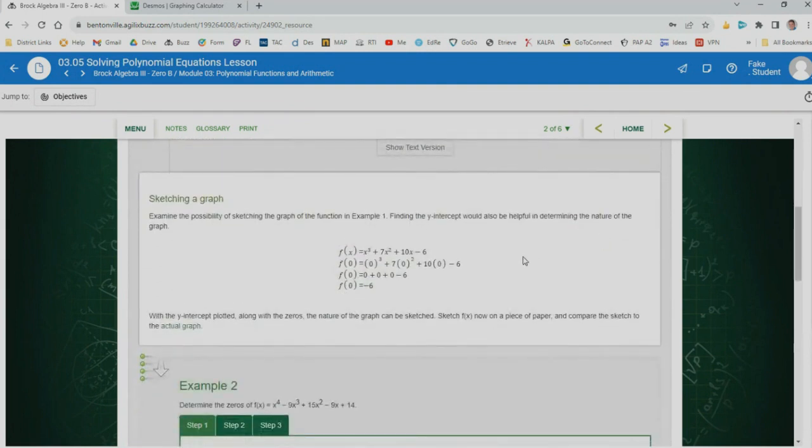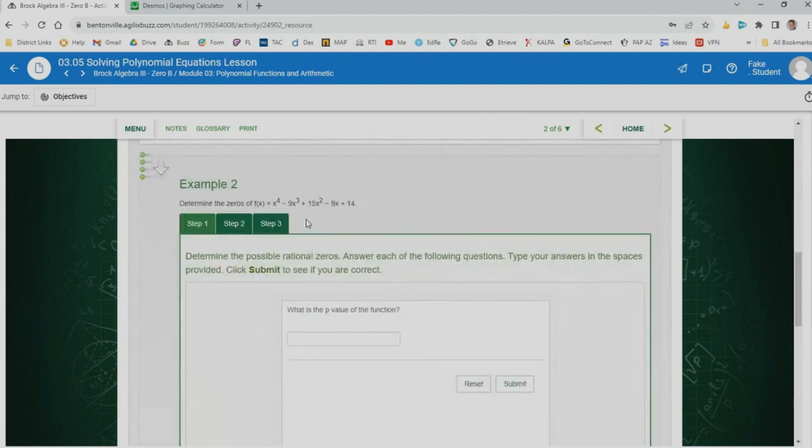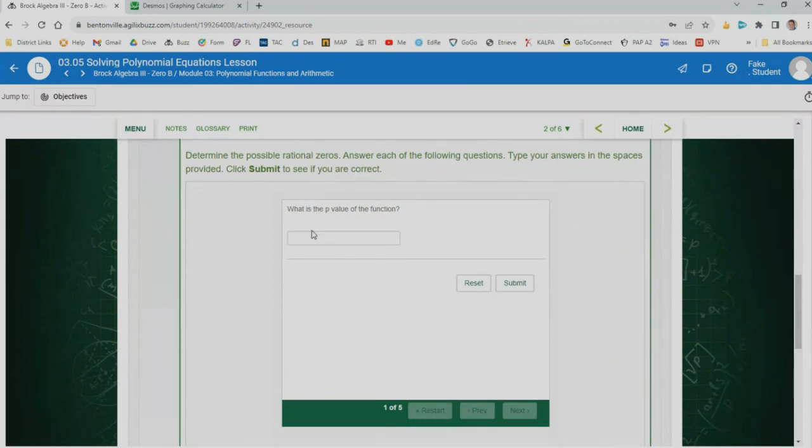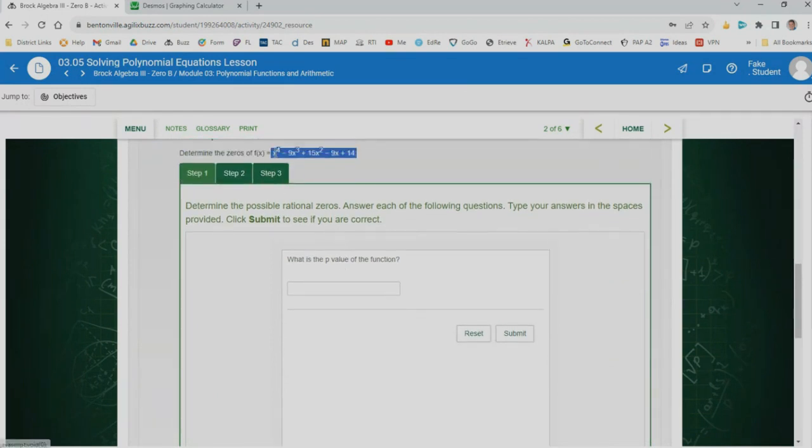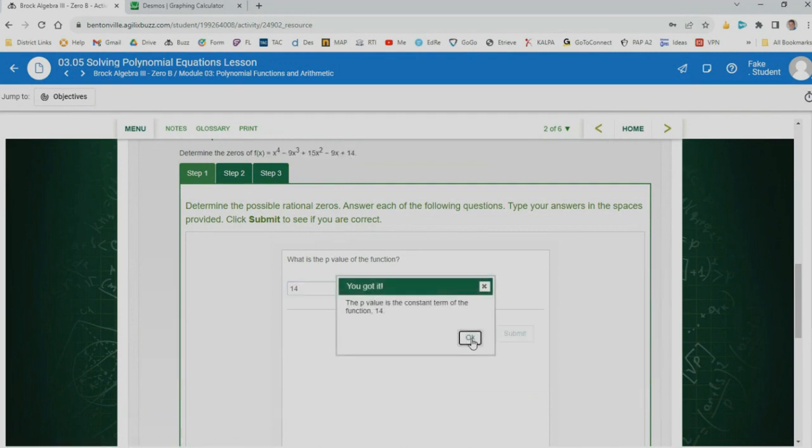All right. And then sketching the graph. This talks about that again. Determine the zeros of this equation. Again, here are the steps. What's the P value? Well, on that one, the P is over here, so that's the 14, right? Submit. Yep, that's the 14.